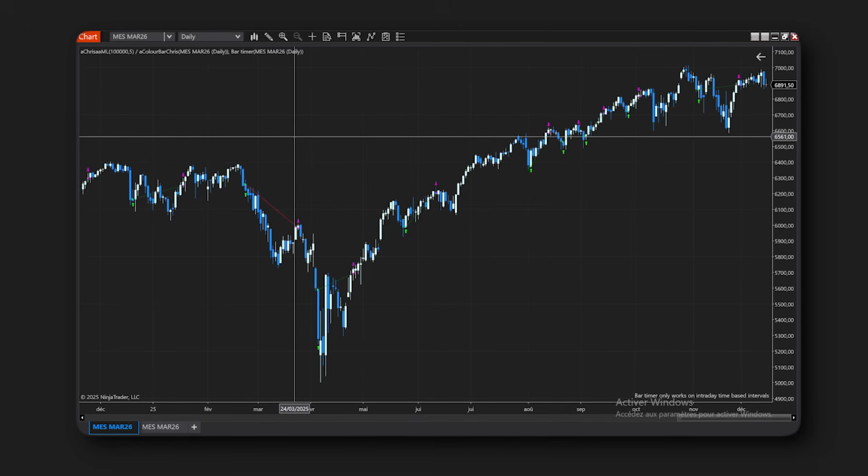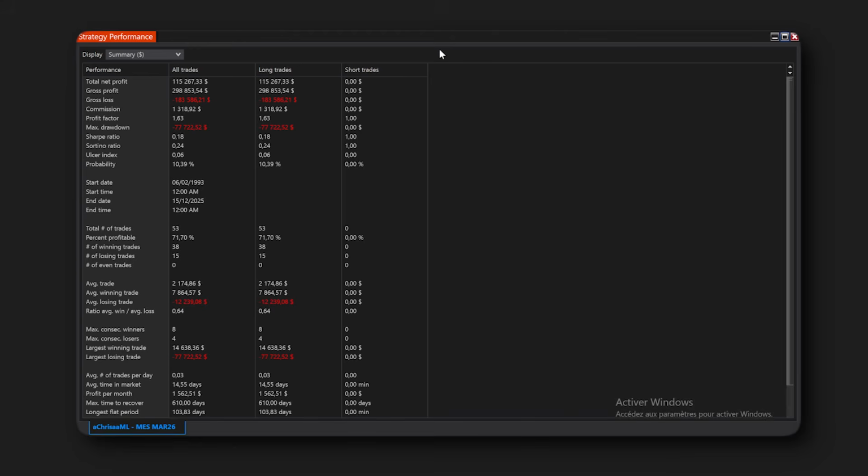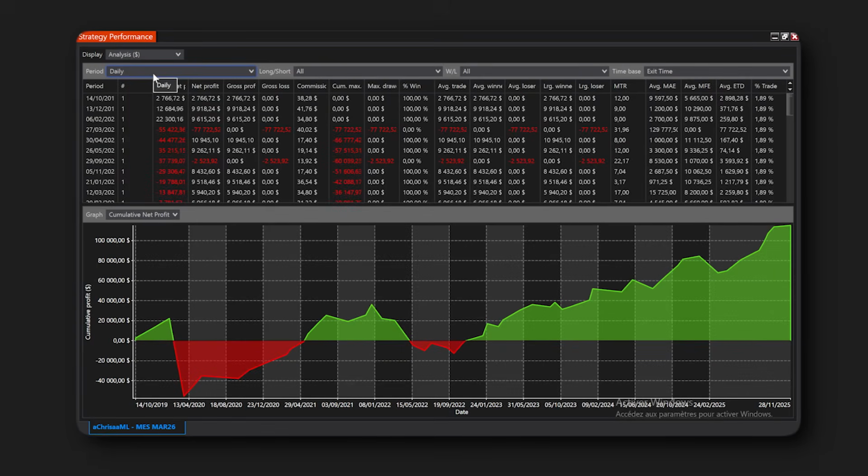This is the version without any AI filtering. As we can see, total net profit around 115,000, profit factor 1.63, maximum drawdown negative 77,000. Win rate 71%, 53 trades. It makes money, but the equity curve is unstable and the drawdowns are huge. This is exactly the kind of strategy that works on paper, but is psychologically nearly impossible to trade.